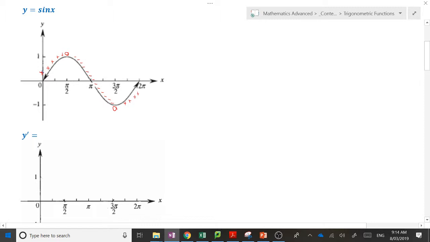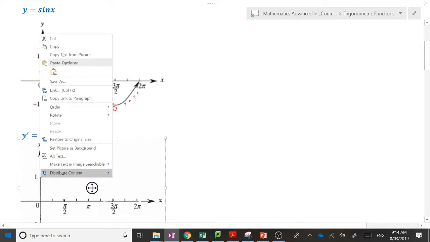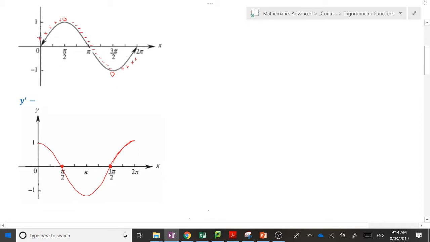So we start positive. We cross at 0 here. We cross at 0 here. So we're positive here, then we're negative, then we're positive. Does anyone know what that's a graph of? Yes, it's cos. So when I differentiate sine, I get cos.